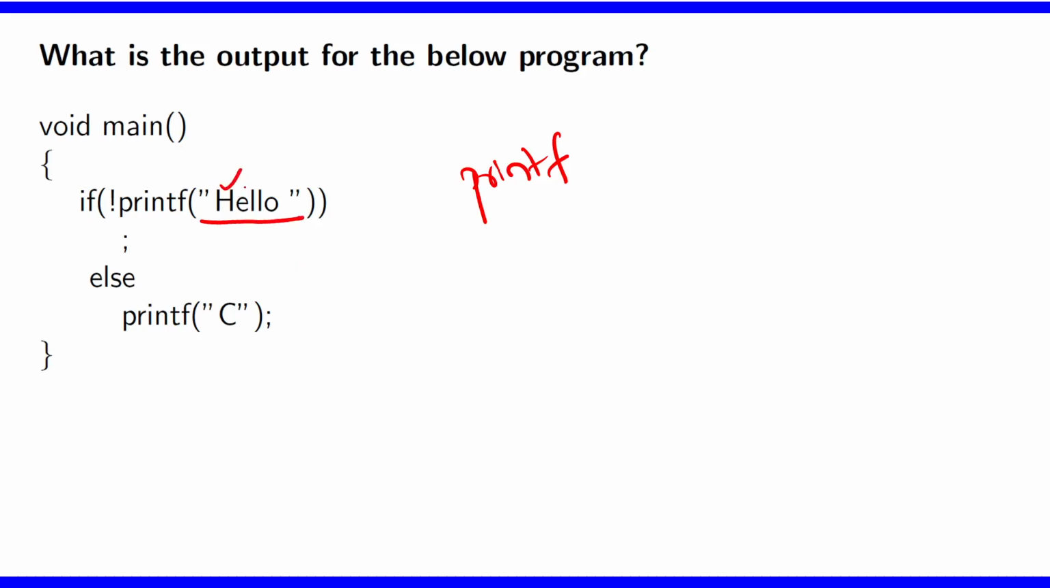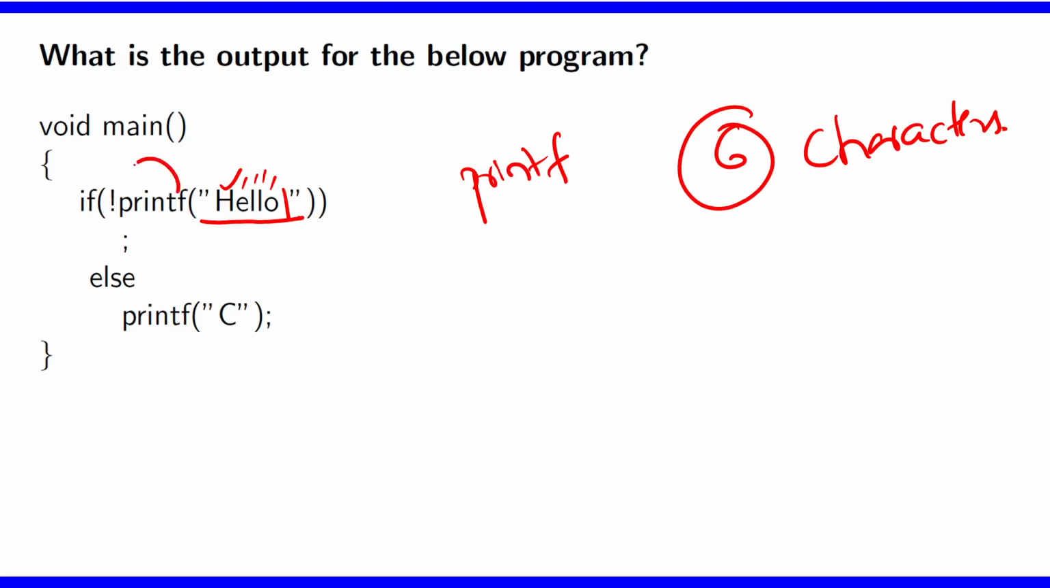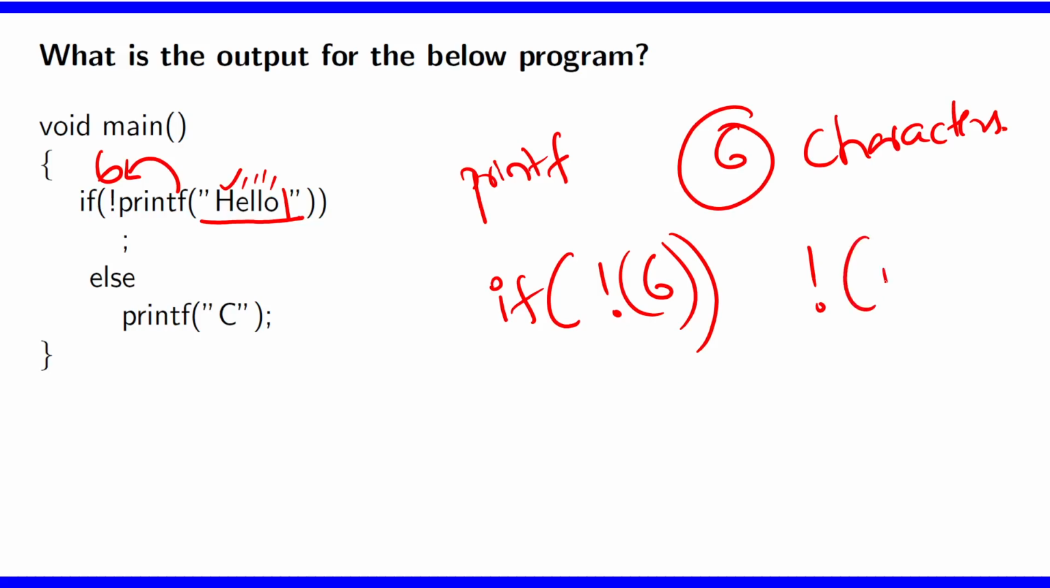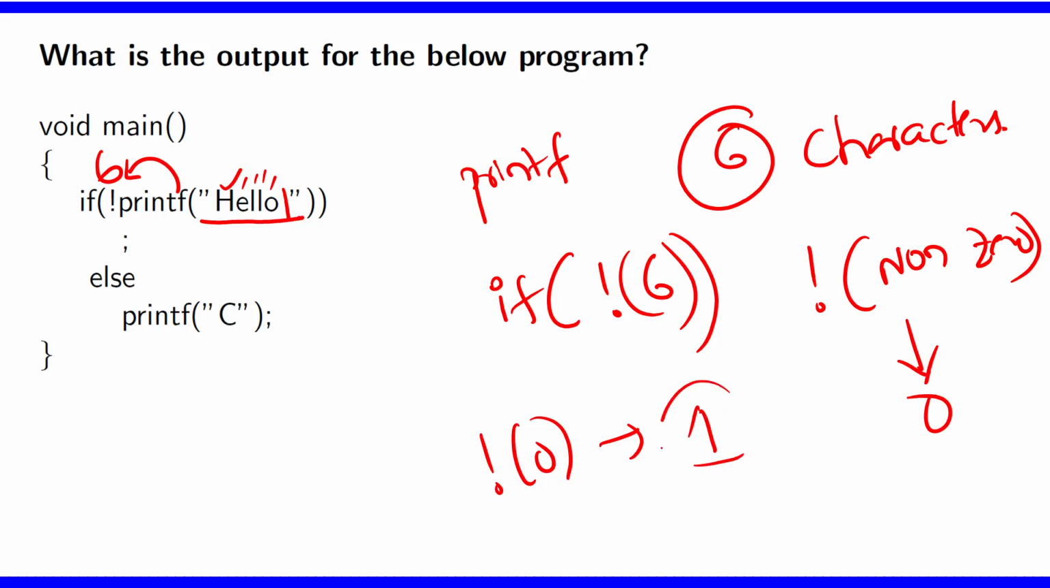If you see here, HELLO and a space, let's say 6 characters. So the printf function is printing 6 characters, therefore this printf is returning the number 6. So this if statement becomes if of not of 6. Not of non-zero is 0, and not of 0 is 1, meaning non-zero. Therefore not of 6 becomes 0. If of 0 means it will go to the else part, but you have made a mistake here.